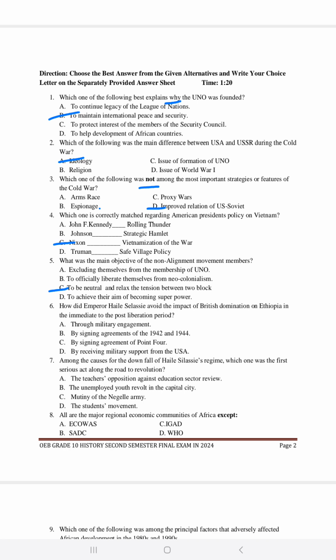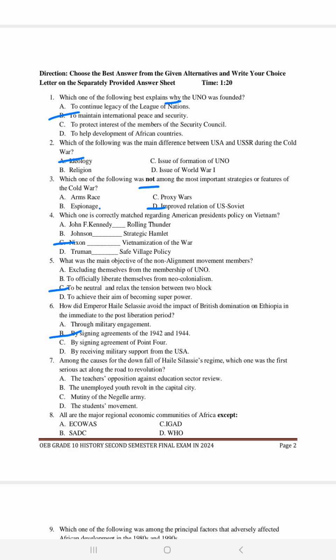Signing agreements of 1942 and 1944? Yes, B is true. Through the signing of the first Anglo-Ethiopian agreement in 1942, they recognized Ethiopian independence, but put a different restriction on the sovereignty of the country. And the second agreement was signed in 1944. So B is the correct answer.